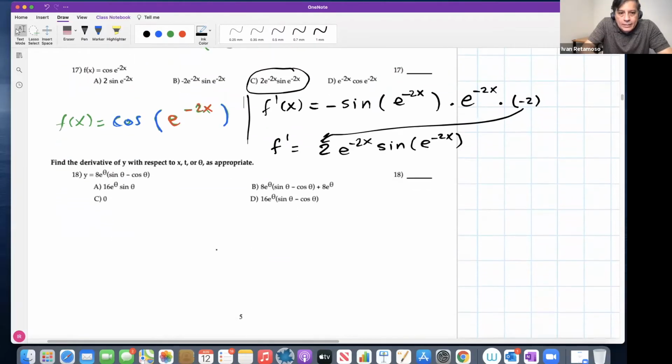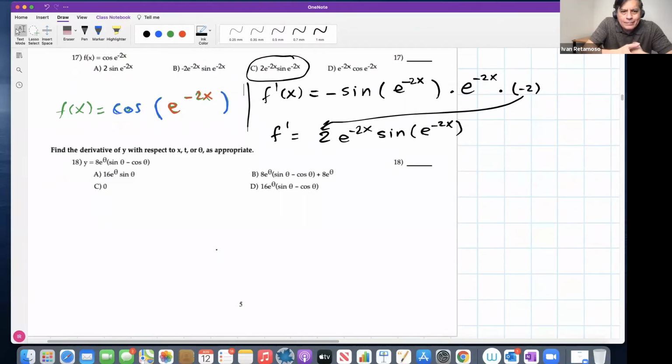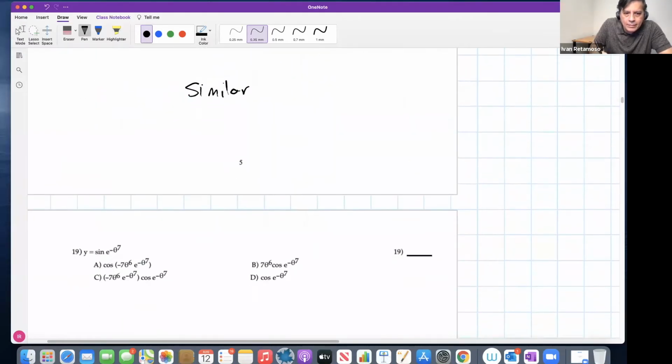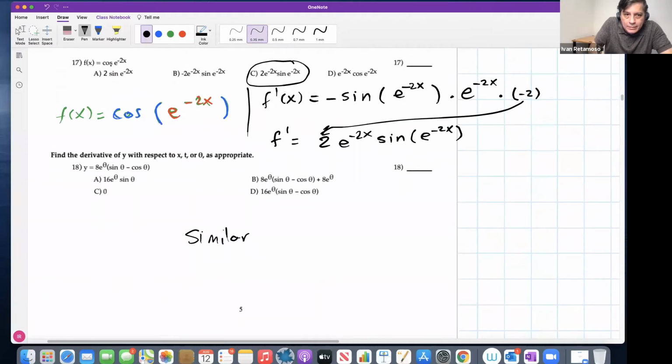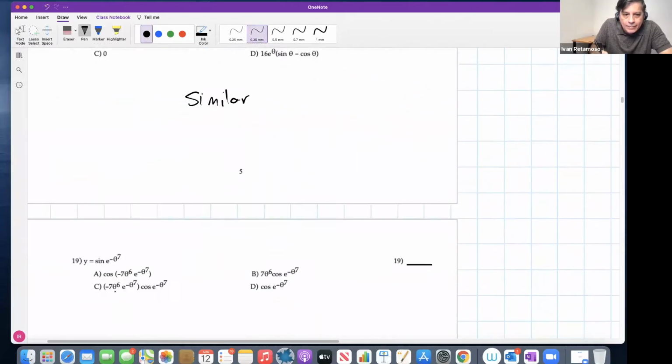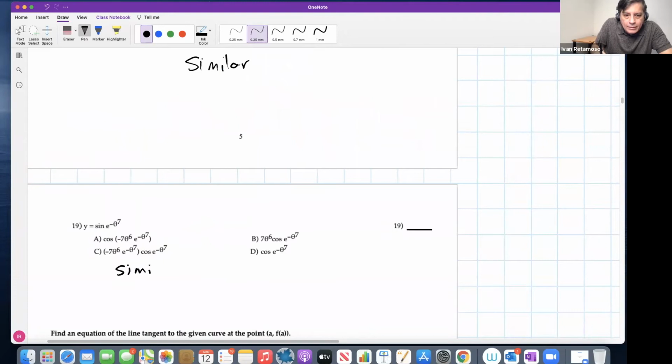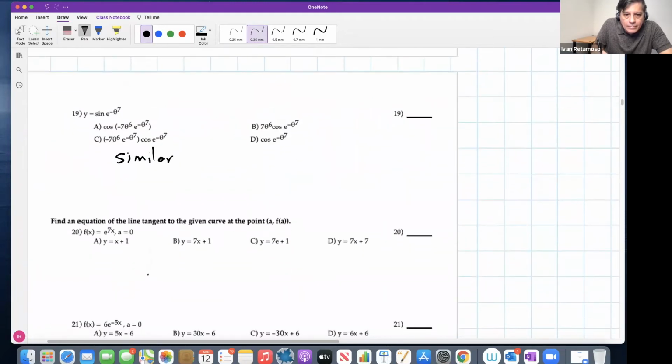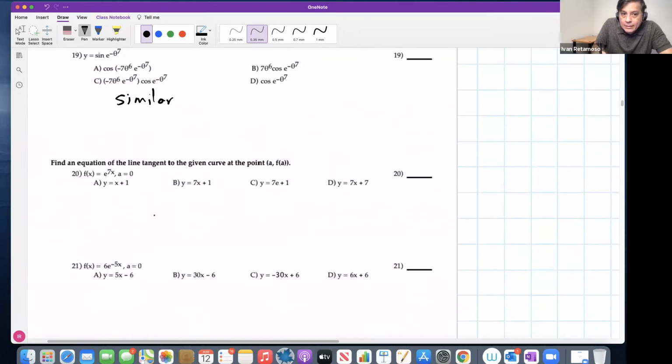Okay, this one is similar. It's a product rule again with the subtraction. Let's see what comes next. This is similar to this, right? Similar to this. Instead of cosine, it is sine. Similar. Let's look for new forms. This one deals with the equation of the line. Yeah, let's do this and then we'll take the break.